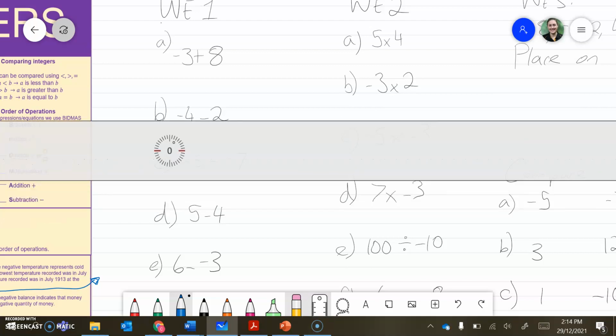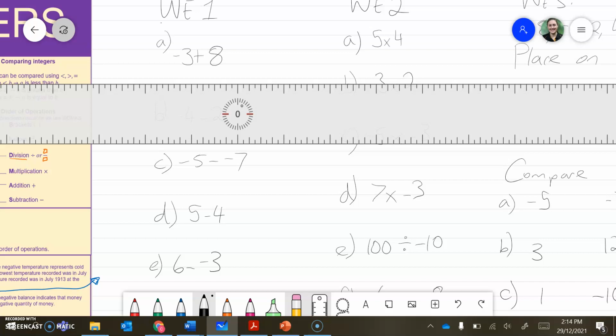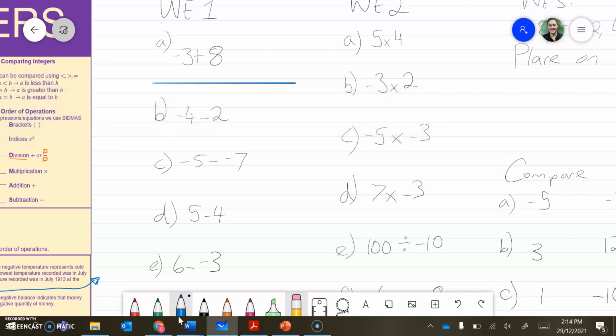Now what I can do to help me work this out is I can construct a number line. Now this one doesn't need to be scaled because I'm using it just to help me determine the value. Now if I place -3 on that number line, I then need to have a look and say, okay, well, what is the operation being performed? So in this case, it's plus. So if I'm standing here at -3, I'm going to go up the number line 8 units.